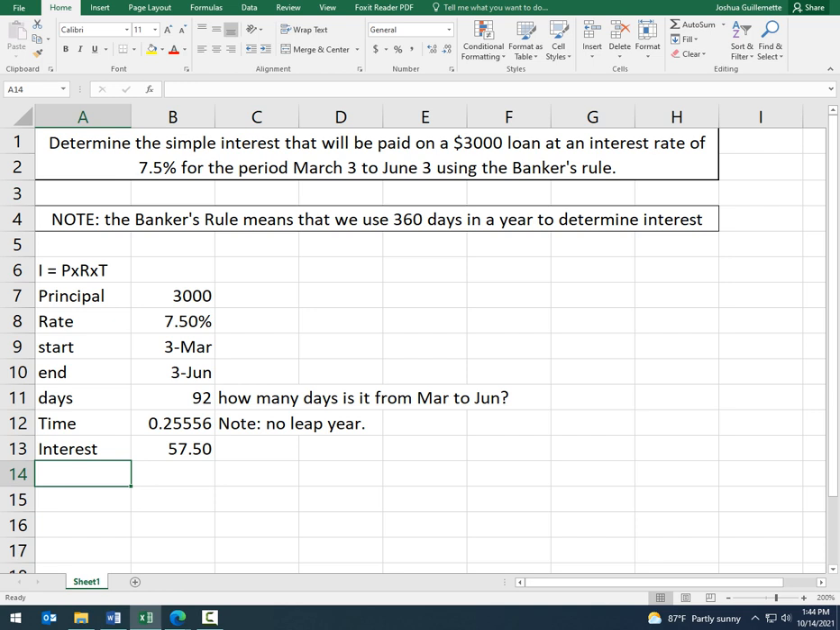$57.50. And so the total amount that's going to be due in the account is going to be equal to the principal plus the interest down here. And so the total amount due would be $3,057.50.